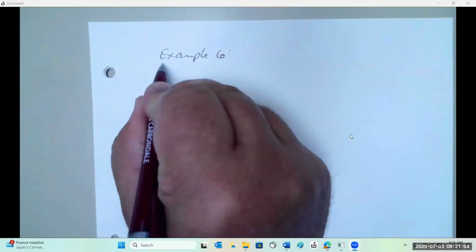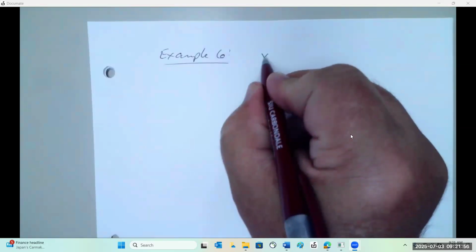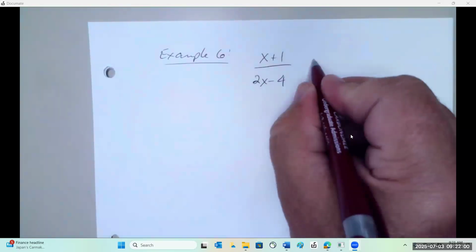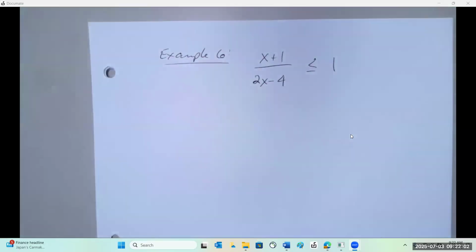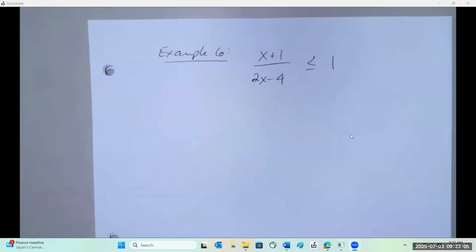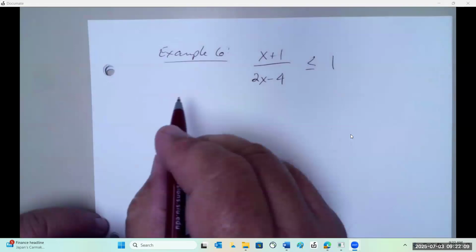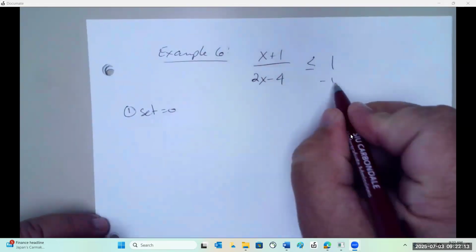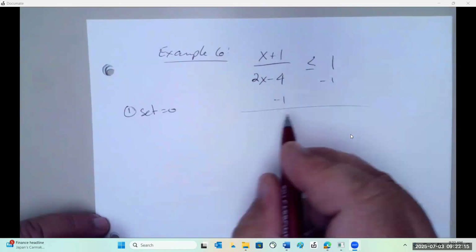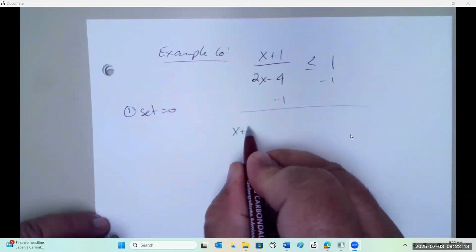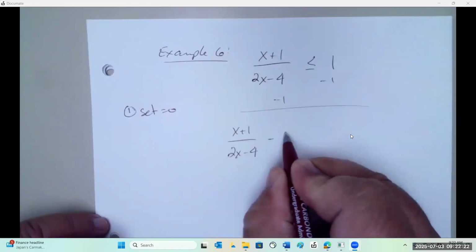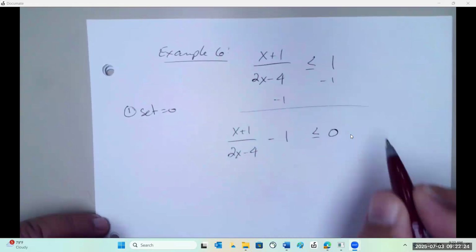Example 6. x plus 1 over 2x minus 4 is less than or equal to 1. What's my first step? Well, first step, set equal to 0. So I have to move over the 1. So we have x plus 1 over 2x minus 4, minus 1, less than or equal to 0.